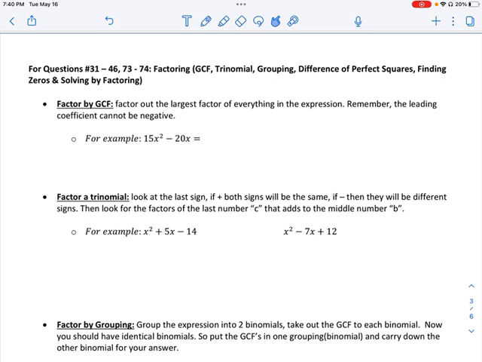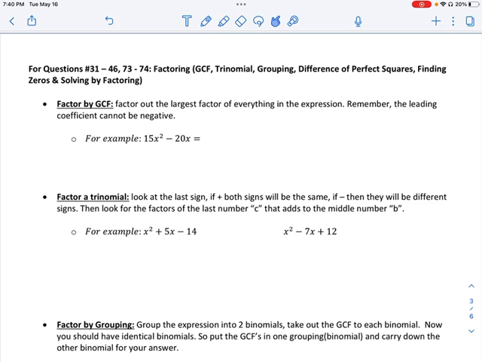Okay, this next section that we're going to focus in on is factoring. When we look at factoring, there are many different types that we're going to focus on. We're going to do GCF factoring, greatest common factor, trinomial factoring, grouping, difference of perfect squares, and then we're also going to talk about finding zeros and solving by factoring.